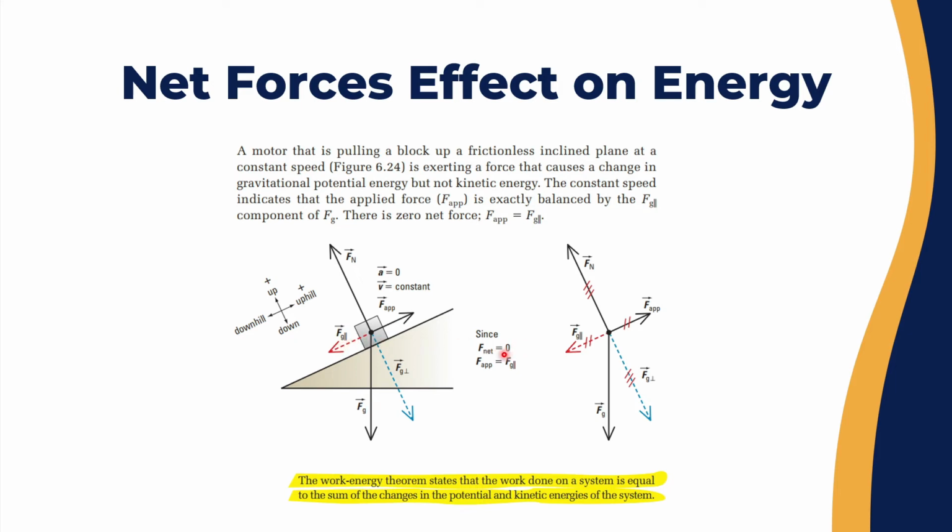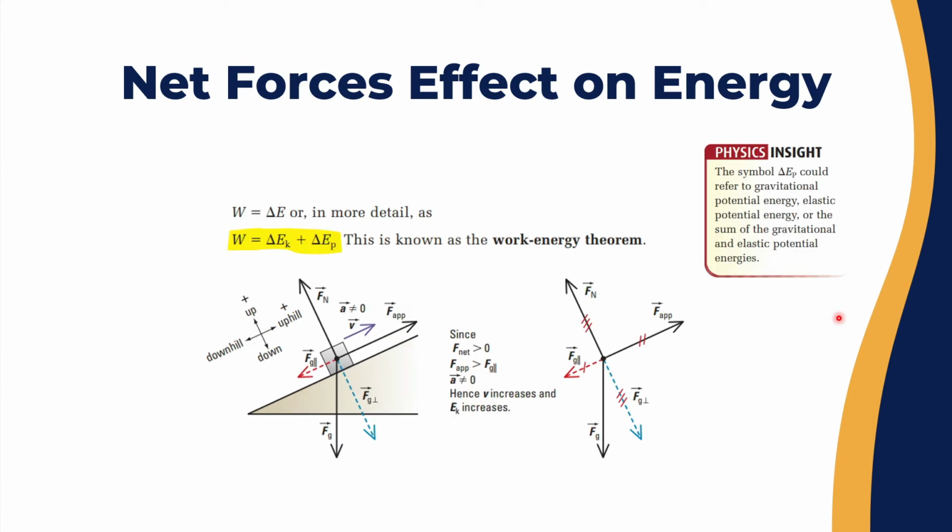So F net is zero, and the work energy theorem states that the work done on the system is equal to the sum of the changes in the potential and kinetic energies of that system. When you have the net force or the kinetic energies equal to the potential energies, in this case you have a work energy balance. We can annotate the work energy theorem as W equals delta E, and W equals delta EK plus delta EP, because delta E is split into the kinetic energy and the potential energy. This is called the work energy theorem that we will use to solve many problems on this topic.